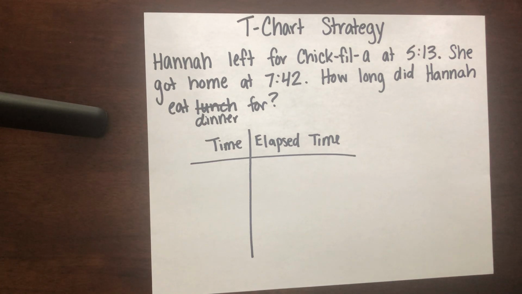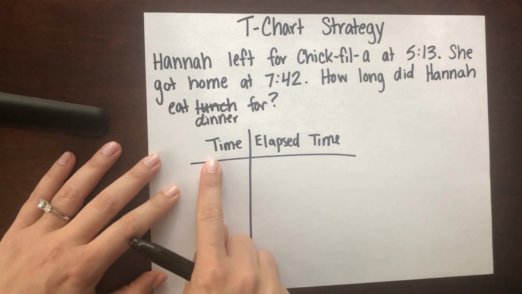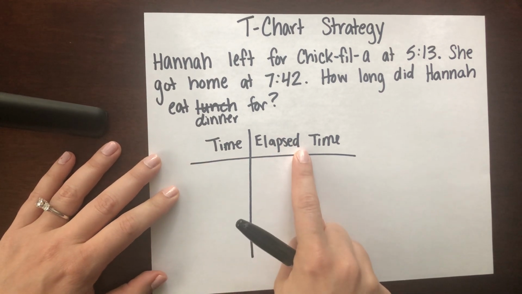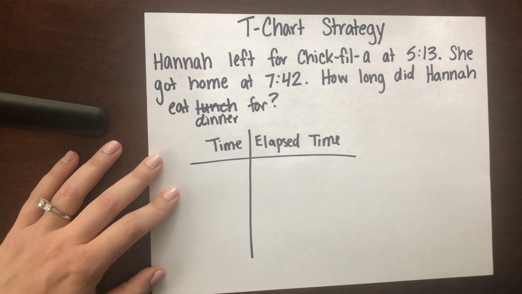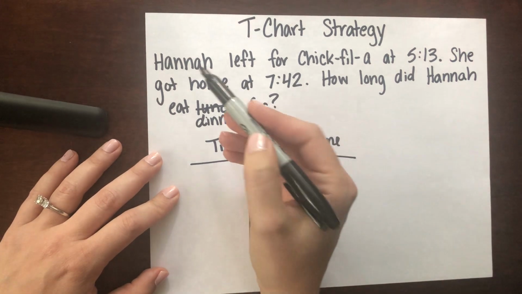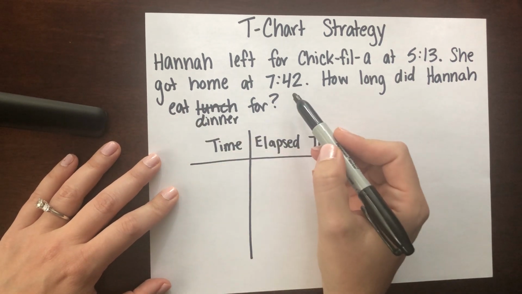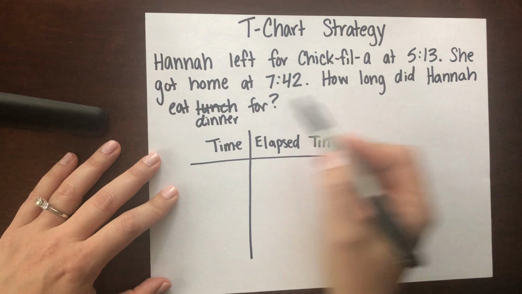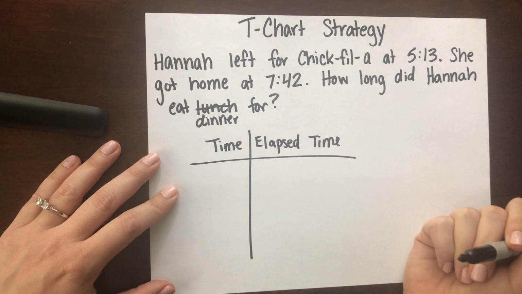So the T-chart strategy is new, and you'll see from my paper, there are 2 sides to it. The left side says time, and the right side says elapsed time. So let's read the question first before we start talking about this new strategy. I actually decided to use the same question as yesterday, so you can see how this one is different from the Zoom strategy. So it says, Hannah left for Chick-fil-A at 5:13. She got home at 7:42. How long did Hannah eat dinner for? I changed that because I thought 5:13 was a little bit late for lunch.